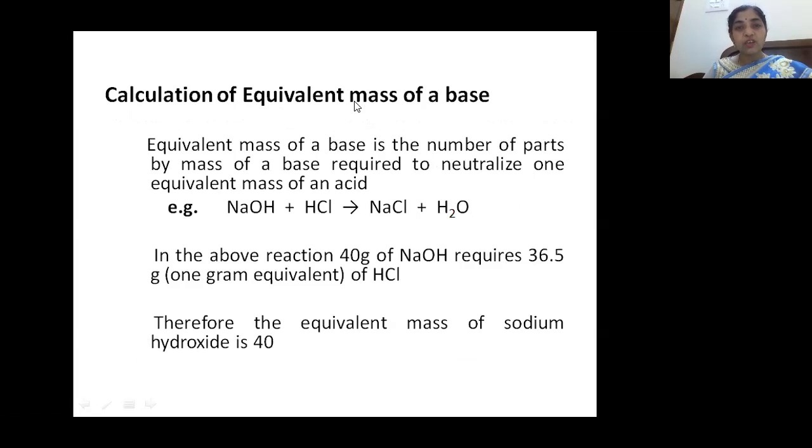Let us pass on to the calculation of equivalent mass of a base. Equivalent mass of a base is the number of parts by mass of a base required to neutralize one equivalent mass of an acid. A similar example: let us take sodium hydroxide neutralized with HCl to form sodium chloride and water. In the above reaction, 40 gram of sodium hydroxide requires 36.5 gram of HCl. So, therefore, the equivalent mass of sodium hydroxide is here 40.